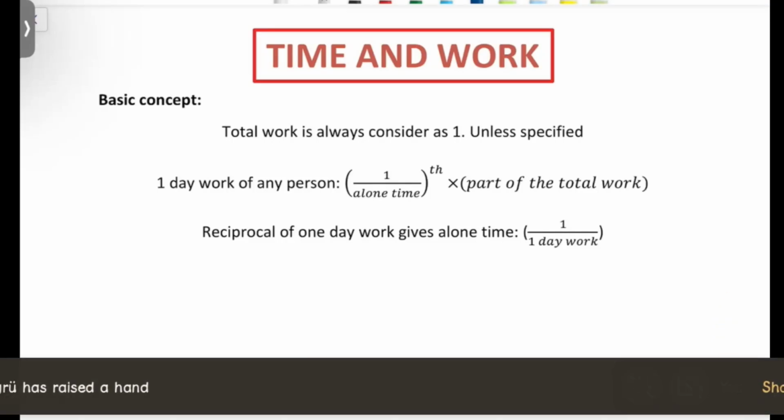Okay, let's start. Today I'll be doing time and work.